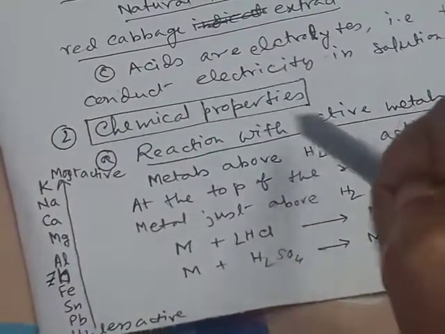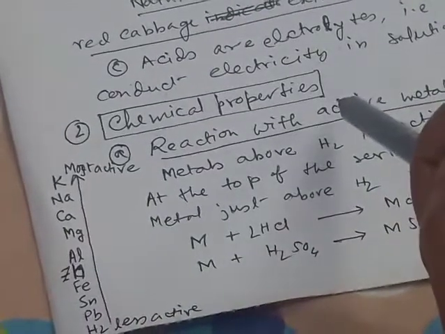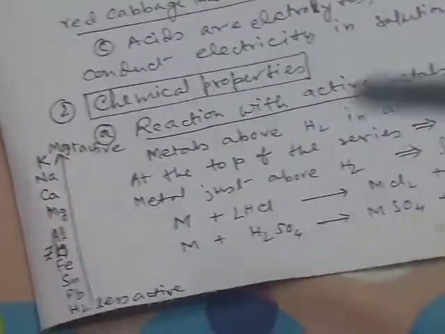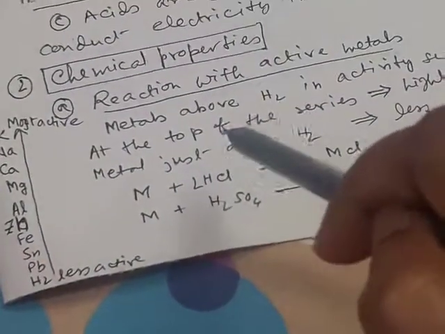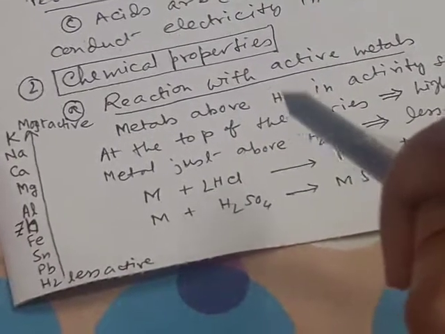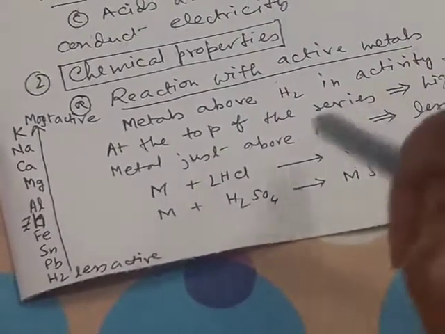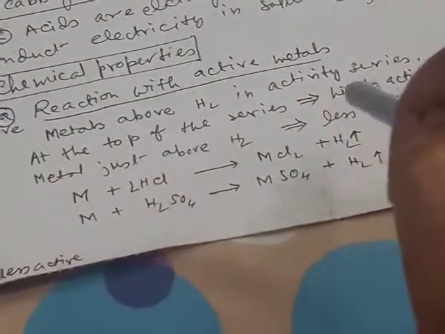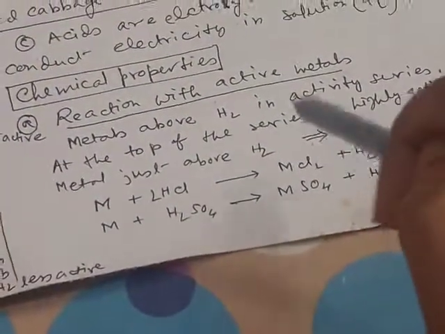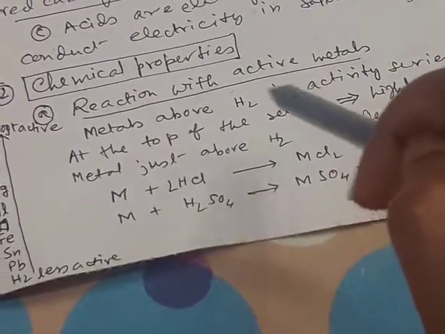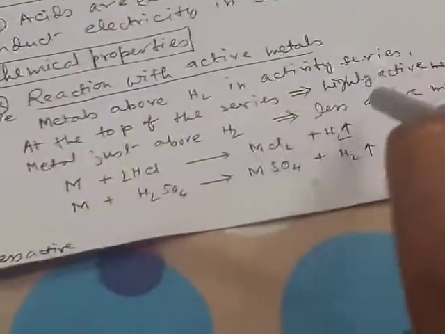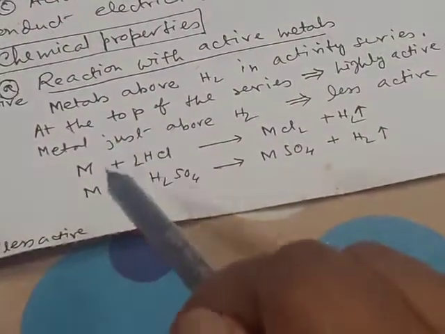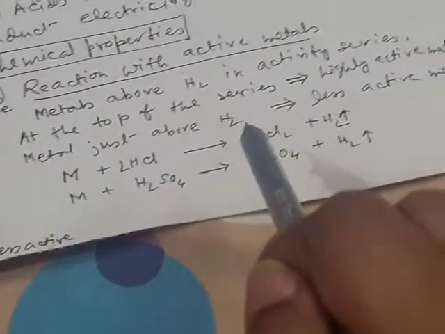Now chemical properties. Chemical properties means their internal properties or their chemical reactions with different substances. Number 1 is reaction with active metals. Metals which remain above hydrogen in the activity series. You know the activity series of metals. The metals which remain above hydrogen, those are called active metals. Those which remain at the top of the series are called highly active. And the metals just above hydrogen are less active metals.